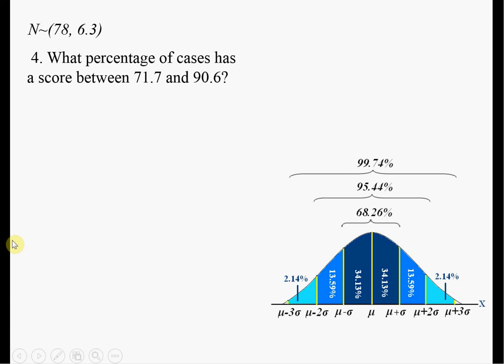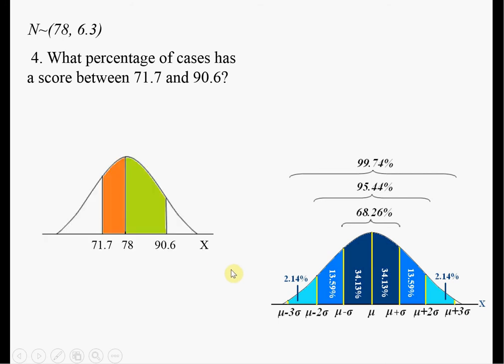Question number 4. What percentage of cases has a score between 71.7 and 90.6? So this appears to be similar to the first questions. And again, we draw this diagram and show what we get from the question. And here we have this distribution. Here is the mean. Then we have the whole big interval with the lower bound and upper bound.